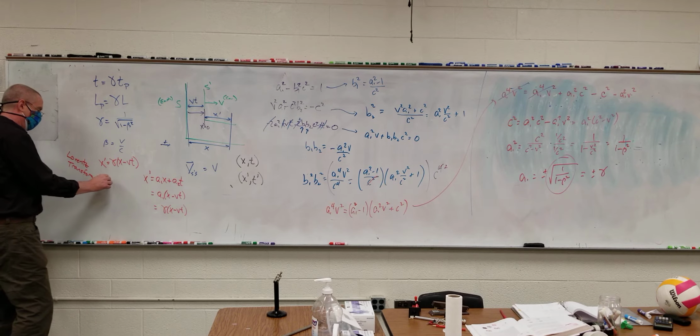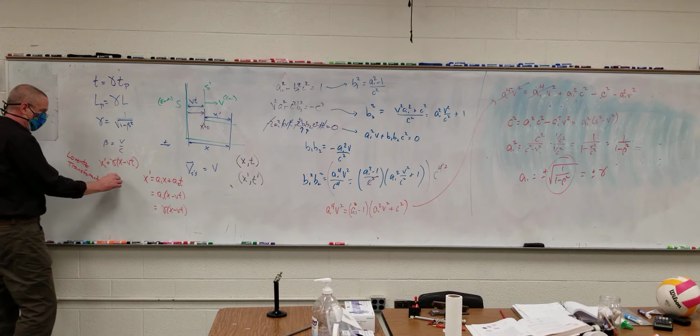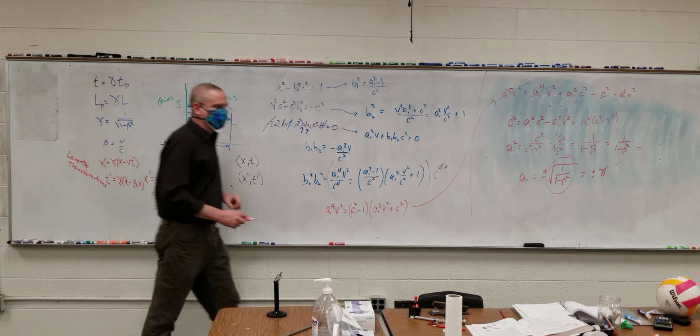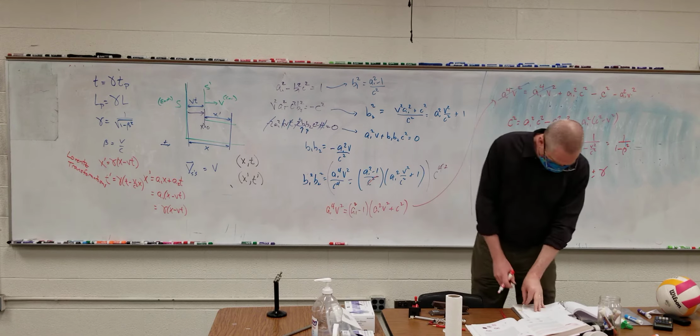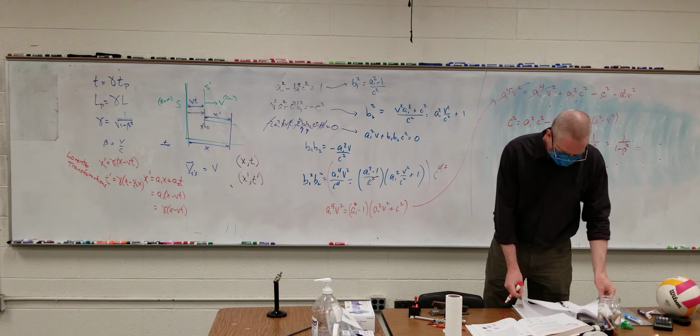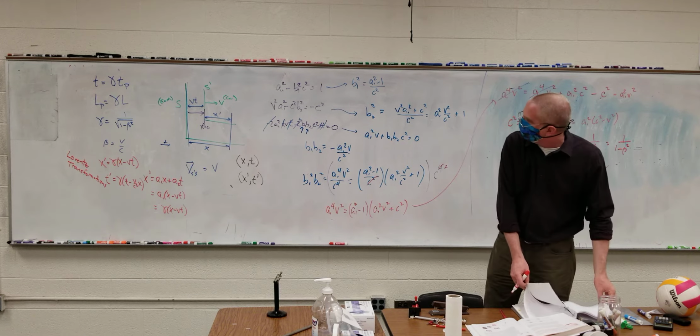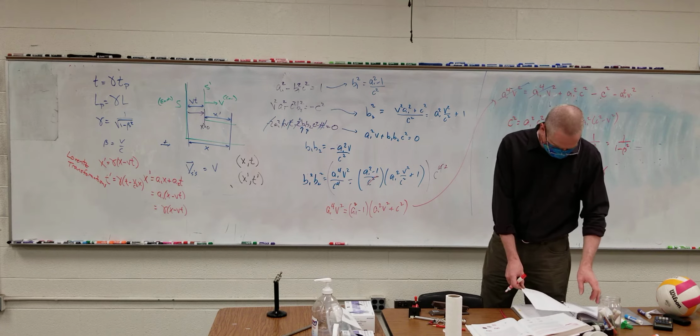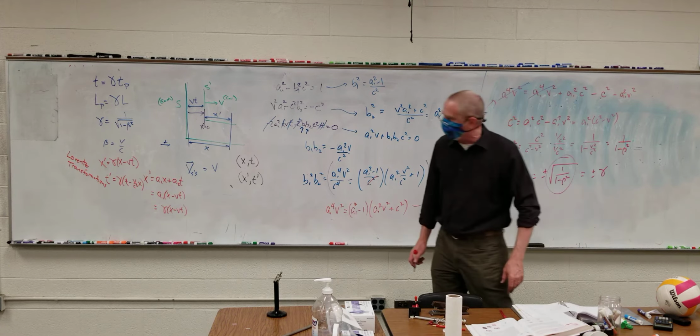And then t prime, we went through that, this would be gamma times t minus v over c squared x. And let me double check, I want to confirm that one. Yep.